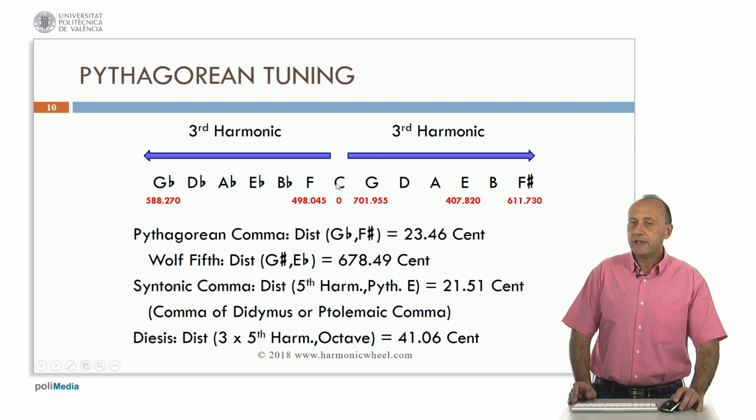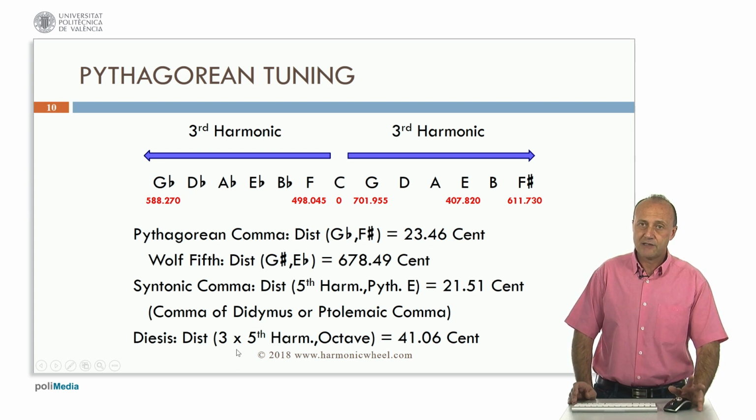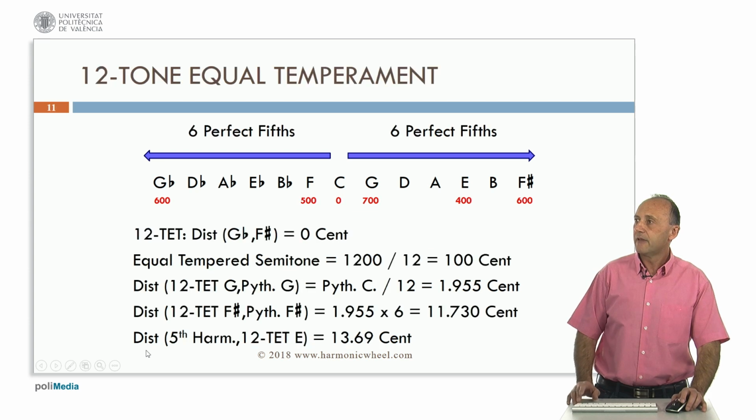The fifth harmonic, I said that is note E, which is a major third. With 3 intervals like that, we have near an octave, but not exactly. The difference being 41.06 cents, and it is called diesis.